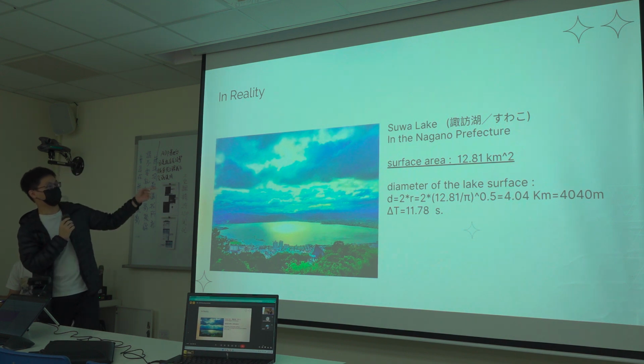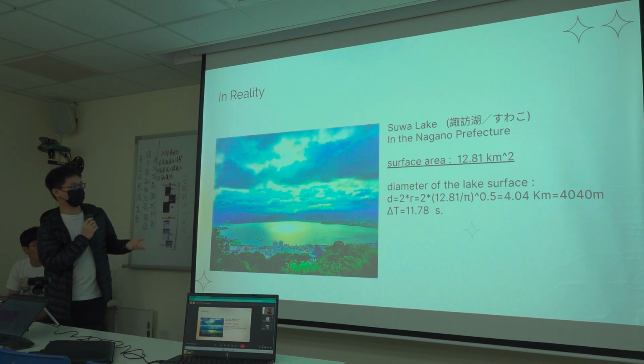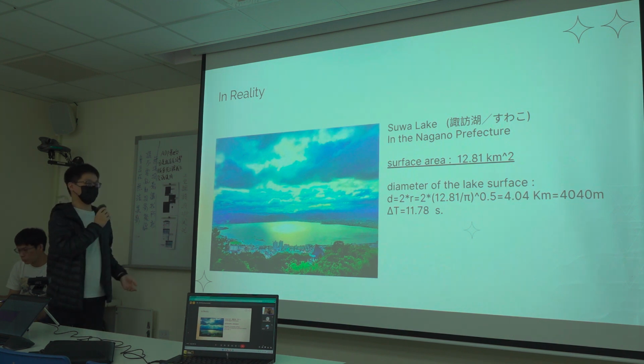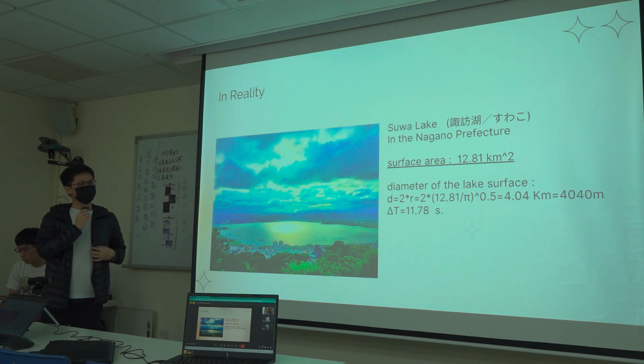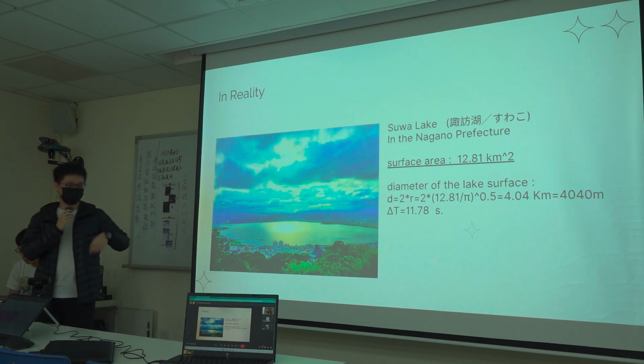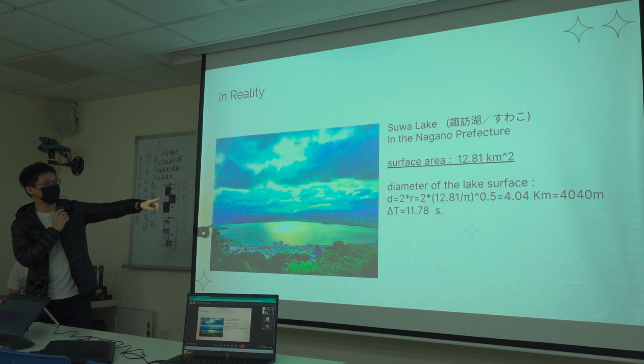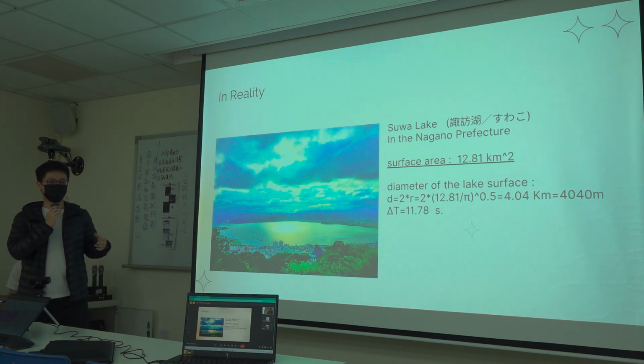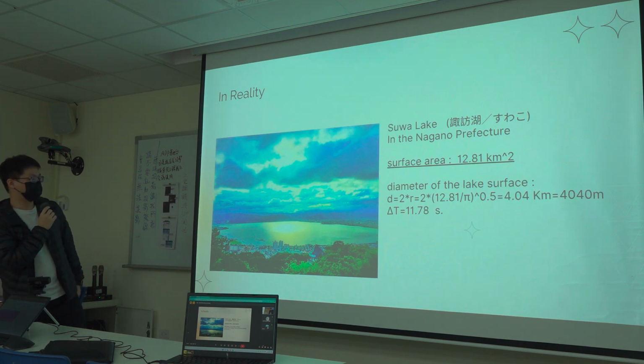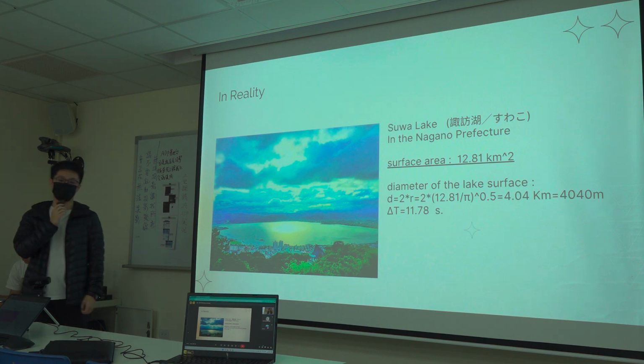So this is the first, which is Siwa Lake. And I found the surface area from the Japan government research. So this is same as the perfect circle. So we try to use the surface area to calculate the diameter. And the result would be 4.04 kilometer.